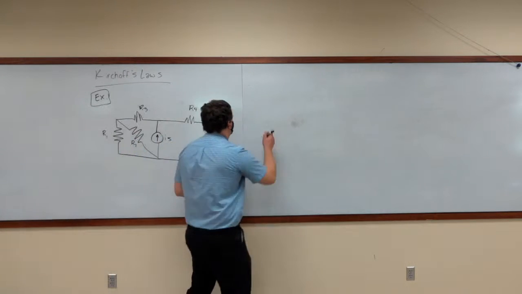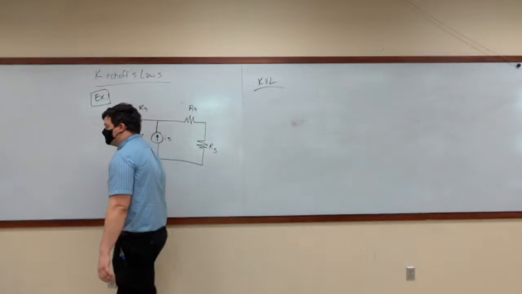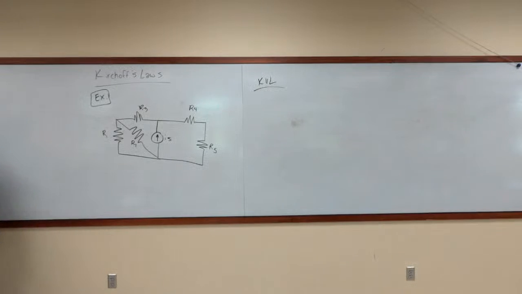We'll start with KVL. When we do KVL, the thing that we have to identify is loops, okay? There are a million different loops that we can draw in this system. Let's be honest here. I think we have 5. There are a million different loops you can draw in the system.